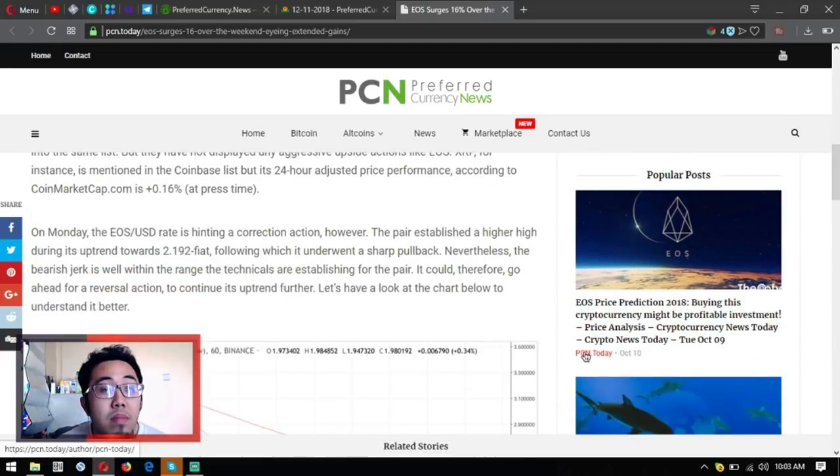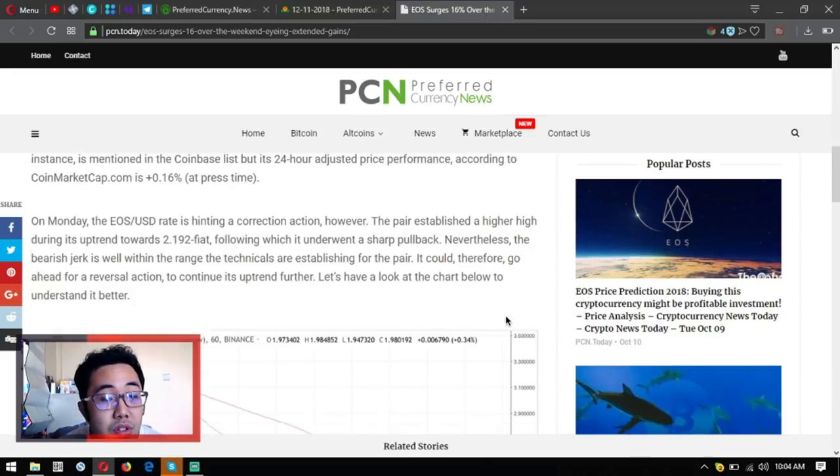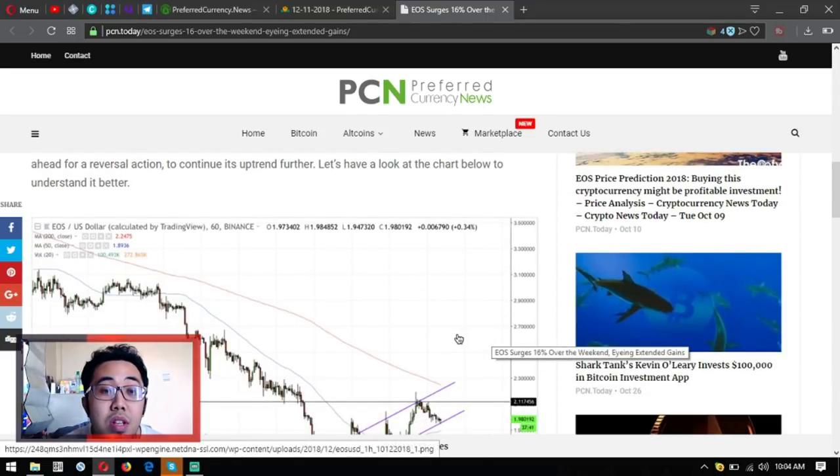On Monday, the EOS-USD pair is hinting at a correction. However, the pair established a higher high during its uptrend towards 2.192 fiat, following which it underwent a sharp pullback. Nevertheless, the bearish jerk is well within the range the technicals are establishing for the pair. So it could go ahead for a reversal action to continue its uptrend further. Let's have a look at the chart below to understand it better.